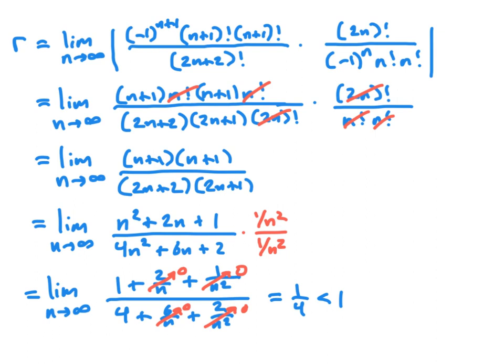And so through all of this simplification and limit evaluation, what we see is we get a value of r, which is 1/4, less than 1. And by the ratio test, this particular series converges. So we have a series that converges by the ratio test.